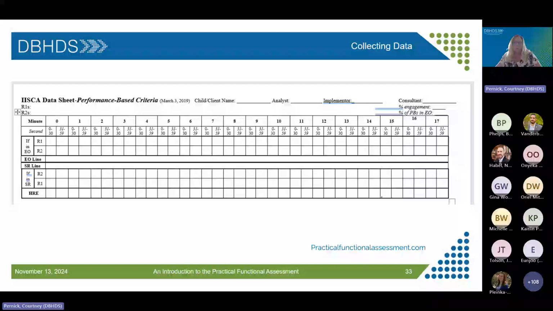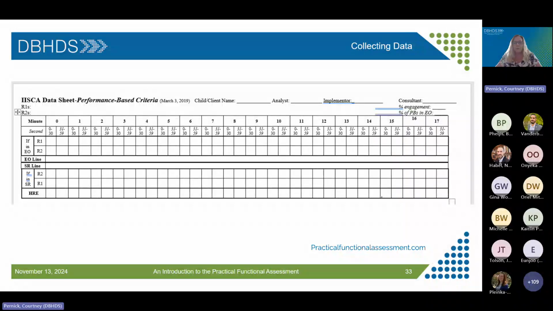I am going to use the drawing tool to fill in this data sheet with completely made up information. But there's also an ISCA app that is available if you prefer that over paper data. But it is not free, so you do have to pay for that.